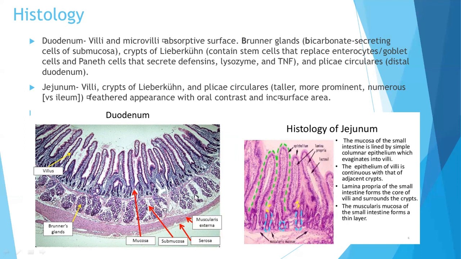You can see these bunch grape-like structures. These are the Brunner glands. And after the submucosa, you have the muscularis externa, and then you have the serosa.